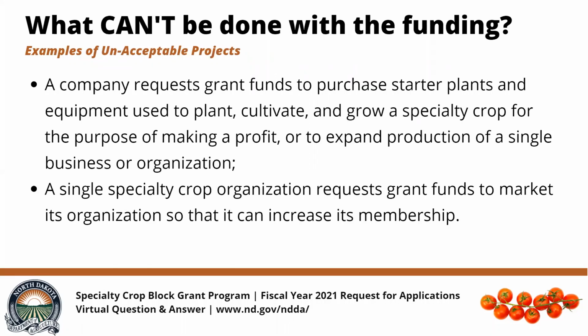Now that we've talked about acceptable examples of projects, we can review what won't be considered for funding. A few examples of unacceptable or unsuccessful projects include a company requesting grant funds to purchase starter plants and equipment used to plant, cultivate, and grow a specialty crop for the purpose of making a profit or to expand production of a single business or organization. Another example, a single specialty crop organization requesting grant funds to market its organization so that it can increase its membership.